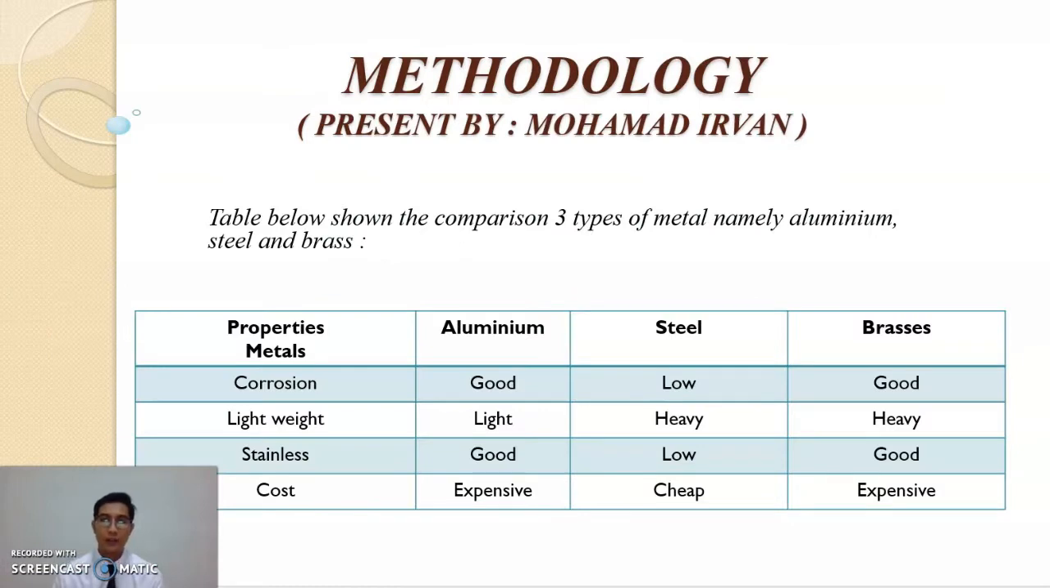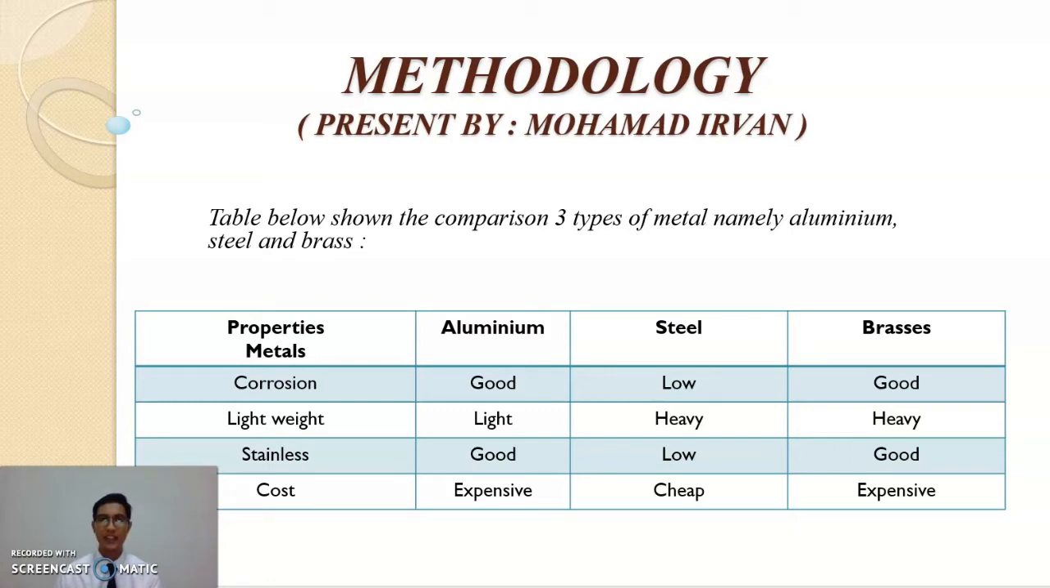Okay. For the methodology, the table below shows the comparison of three types of metal, namely aluminium, steel, and brass, that have four properties. First is corrosion, lightweight, stainless, and cost. First we go through the corrosion. Corrosion: aluminium is good, steel low, brass good. Lightweight: aluminium is light, steel is heavy, brass is heavy. Stainless: aluminium good, steel low, brass good. For the cost, aluminium a bit expensive, steel cheap, and brass expensive.